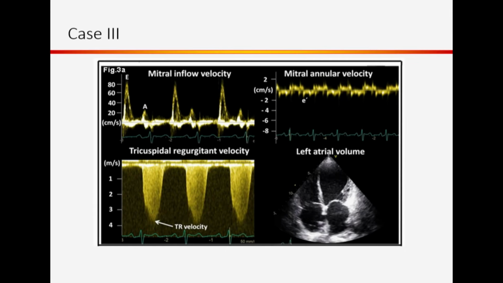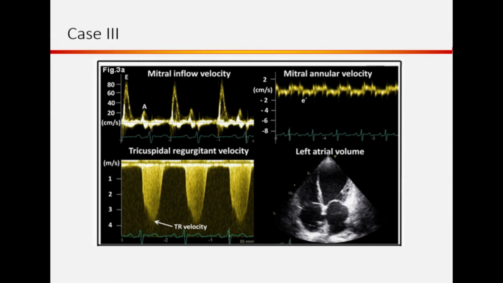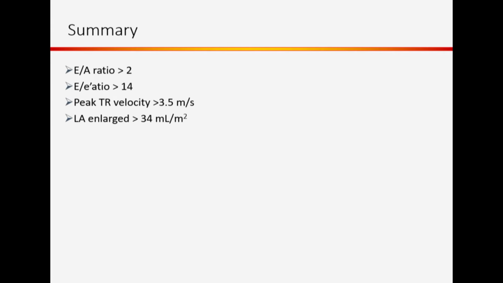Example from someone with depressed EF is shown here. You have a restrictive inflow, very minute annular velocities, very large left atrium, and a TR velocity that is clearly more than 3.5. So that's a quick summary.